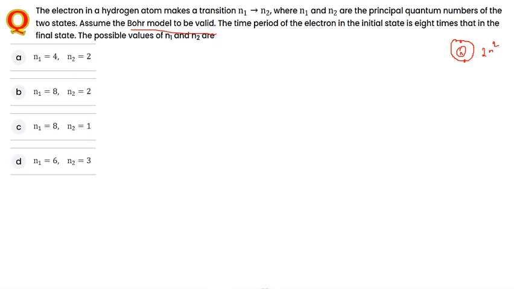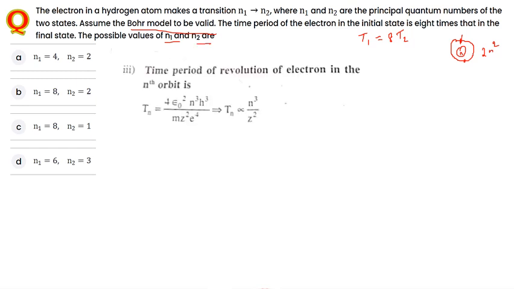The time period of an electron in the initial state is T1. The time period in the initial state, the first orbit, will be 8 times that in the final state. For example, n1 to n2, what they have given here is T2. In this case, they are asking for the possible values of n1 and n2. Before going to that, you have to know the time period of an electron in the nth orbit, which is Tn.